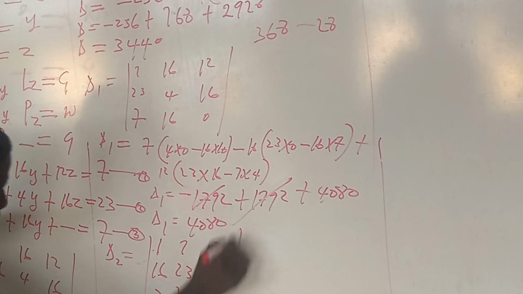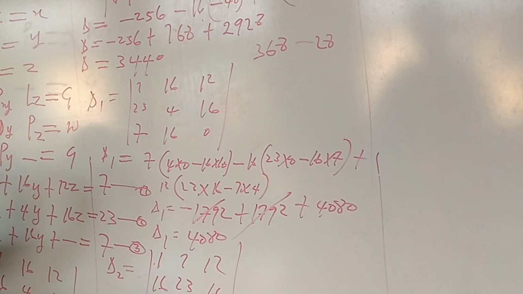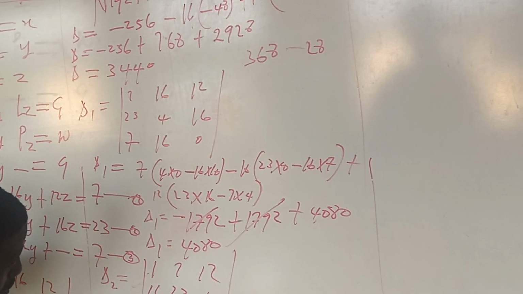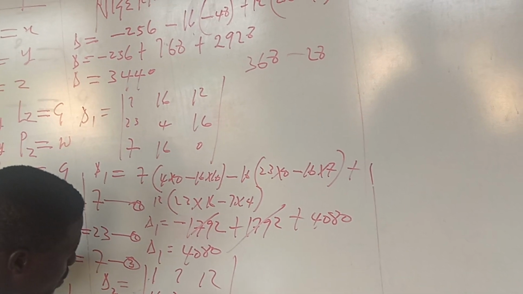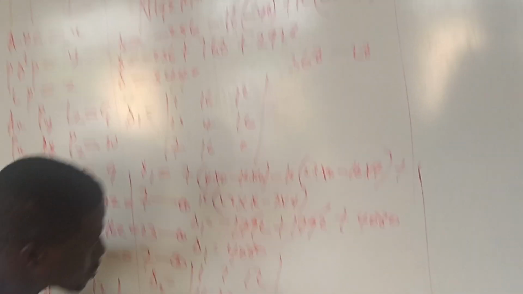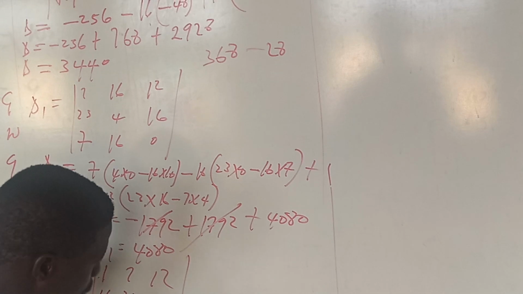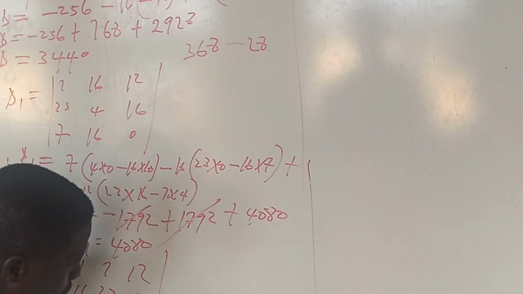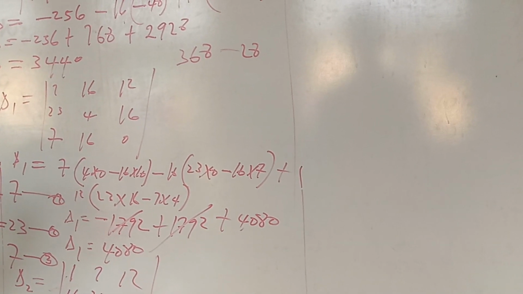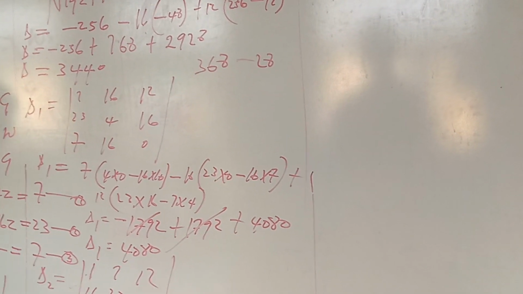Am I right? Alright, so let's quickly. Delta 2, Emmanuel, please be speedy. I need speed. Delta 2 becomes what? 1 into bracket 23 times 0 minus 7 times 16, minus 7 into 16 times 0 minus 16 times 3. Am I right? Plus, finally, 12 into bracket 16 times 7 minus 3 times 23. So therefore, delta 2 is equal to, be fast, what?